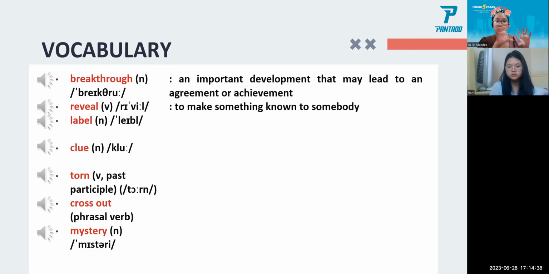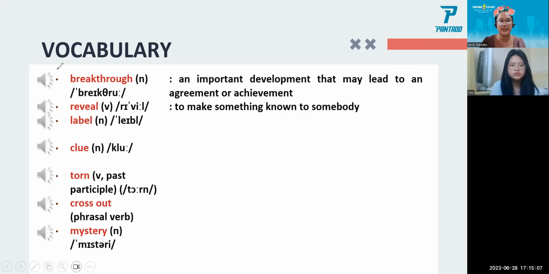For example, in the news, for everyone to see: this is the face of the culprit who murdered Mrs. John, just like that. So that is reveal, okay? To make the murderer known to somebody, okay?